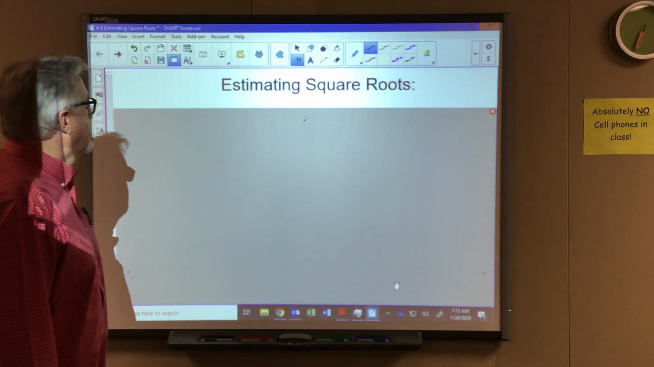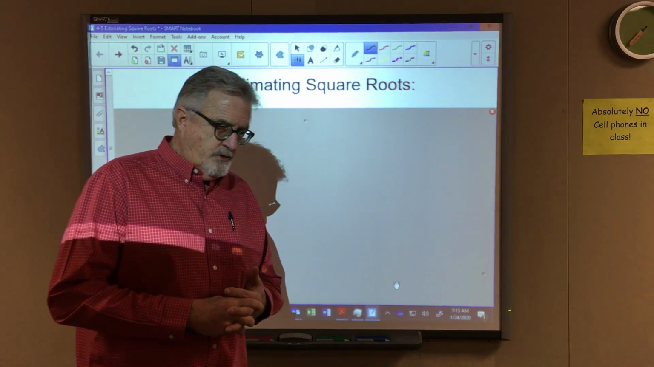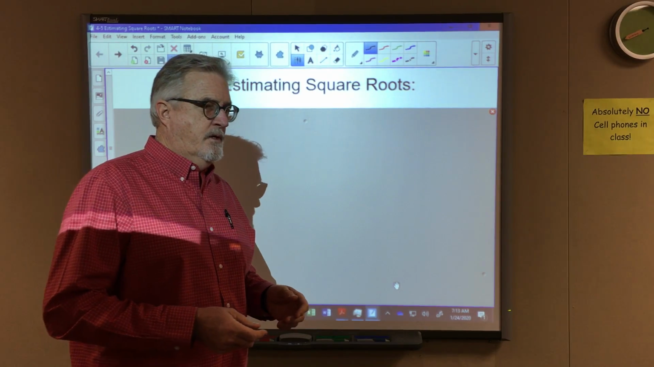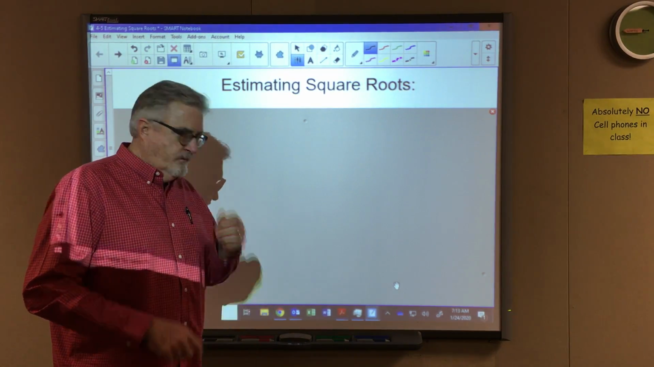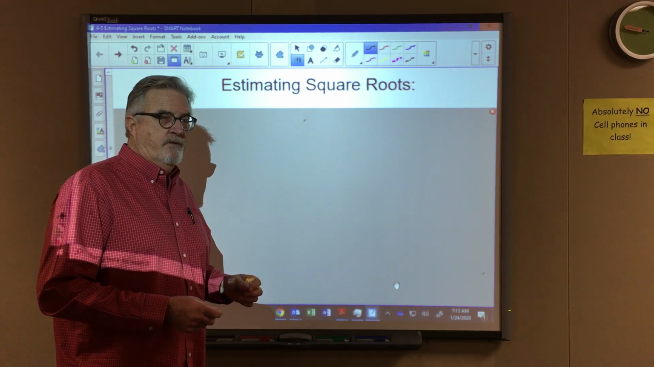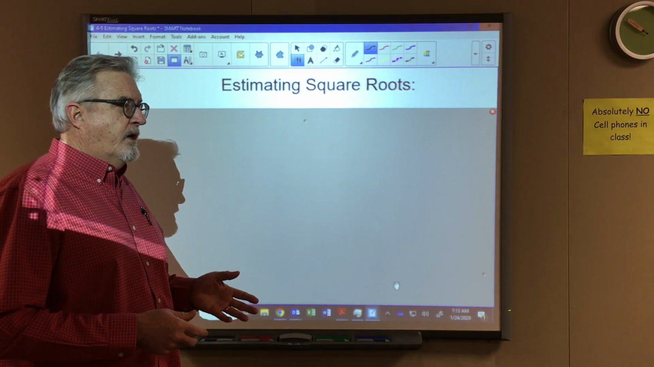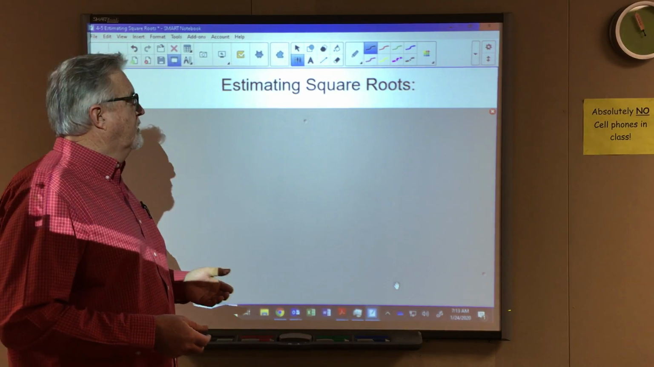Okay, guys, we're going to do some estimating of square roots today. So far in this unit, we have just been working with perfect squares, and a perfect square is a number whose square root is a whole number. Now, not all numbers have square roots that are whole numbers, and we could figure it out on our calculator, but today we're just going to learn a method to estimate those.